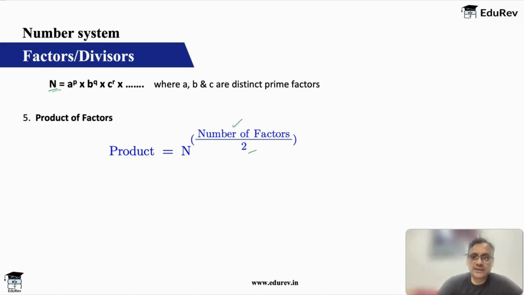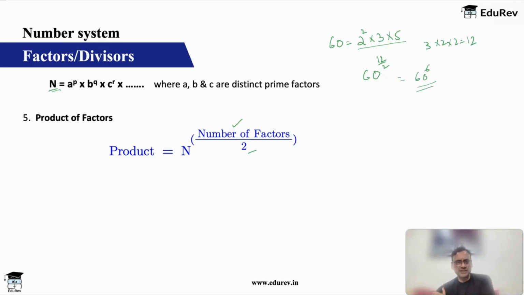So if I take the number 60, 60 was equal to 2 square into 3 into 5, right? So if I ask you what is the product of all the factors, then it is going to be 60 to the power of the number of factors by 2. How many factors does this have? 3 into 2 into 2. It has 12 factors. So 12 by 2, that means 60 to the power 6 is going to be my answer. As simple as that.